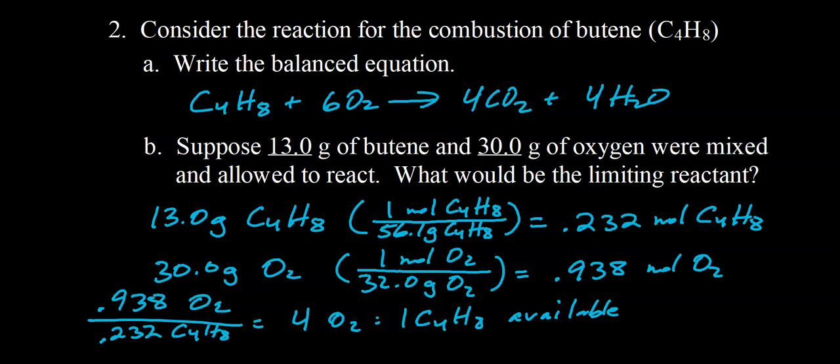Next step, compare what you have to what you need. You have 4 moles of oxygen for every 1 mole of butene. How much do you need? What you need comes from the coefficients in the balanced equation. You need 6 moles of oxygen for every 1 mole of butene. So you need more oxygen than you have. Because you need more oxygen than what you have, that means that oxygen is our limiting reactant.